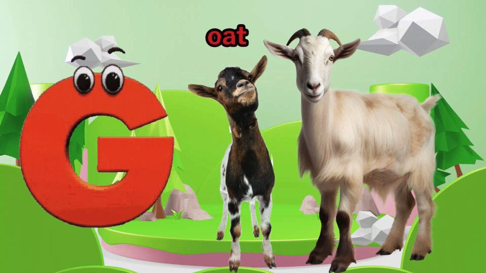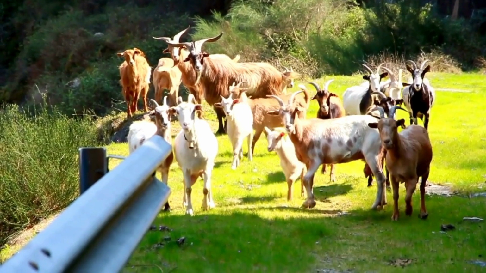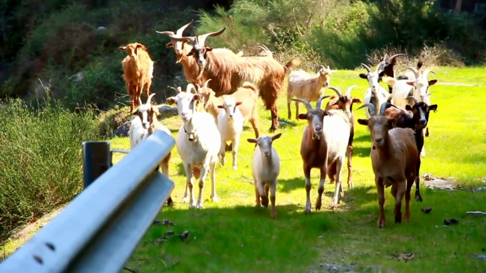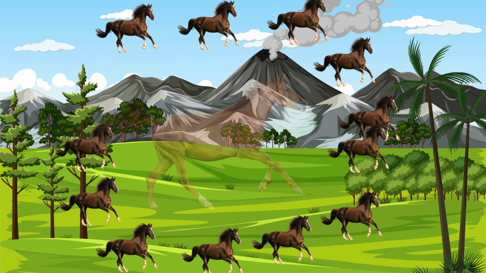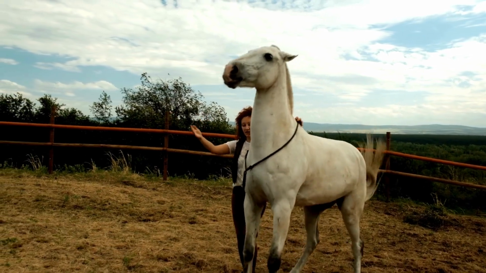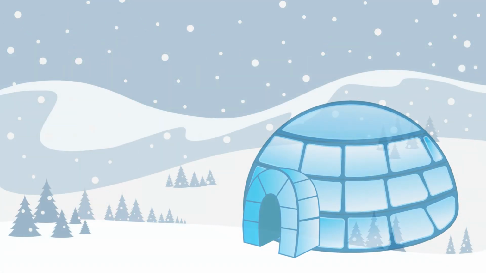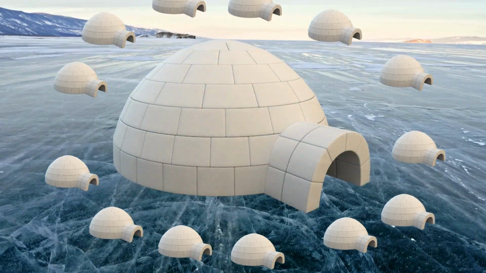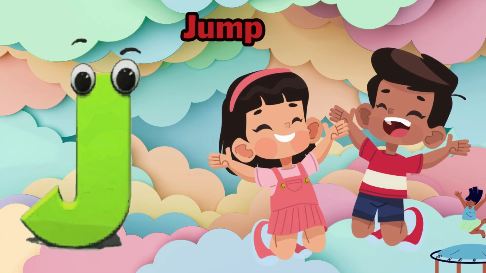G is for goat. Goat. H is for horse. Horse. I is for igloo. Igloo. J is for jump.